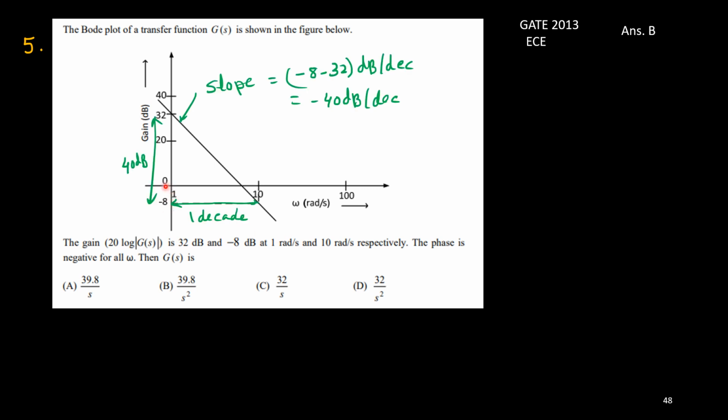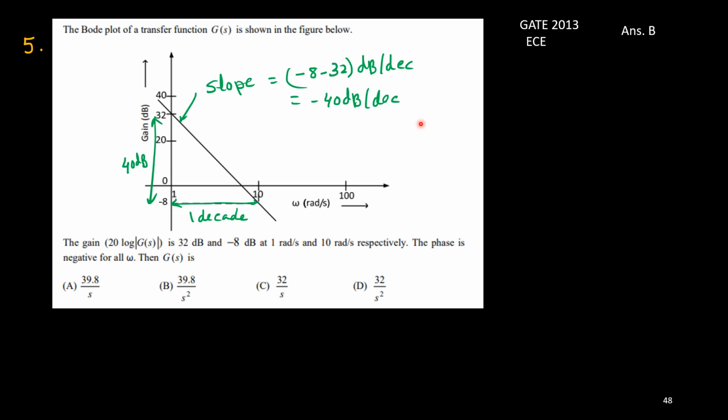This point is given 1, this value is given 10. So 1 to 10, 10 times, means 1 decade. So omega is changing from 1 to 10, meaning a 1 decade change. And in that time, what is the magnitude change? Magnitude is falling from plus 32 to minus 8. So the total gap is 40. Minus 8 minus 32 is minus 40 dB. In one decade there is a fall of 40 dB, so the slope is minus 40 dB per decade.